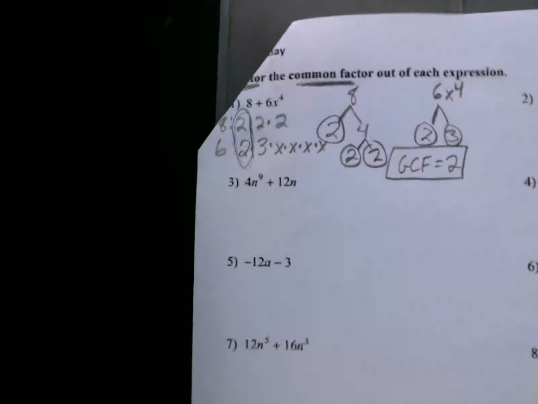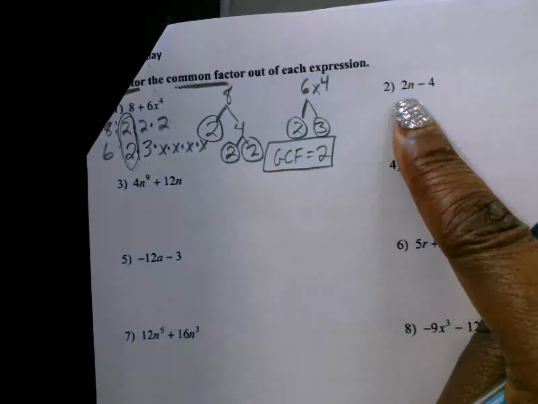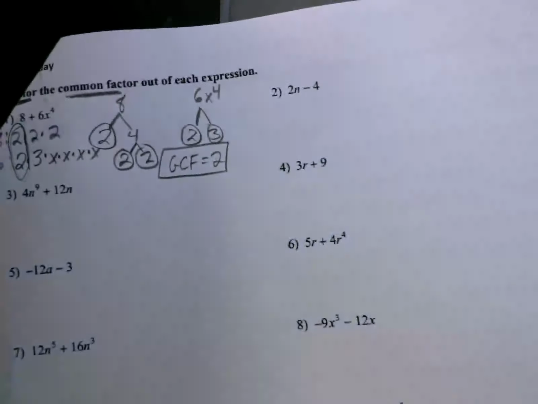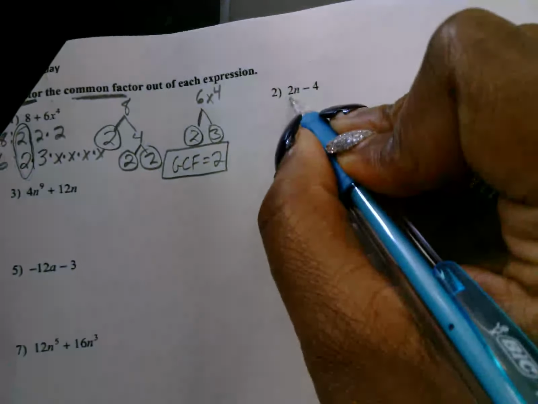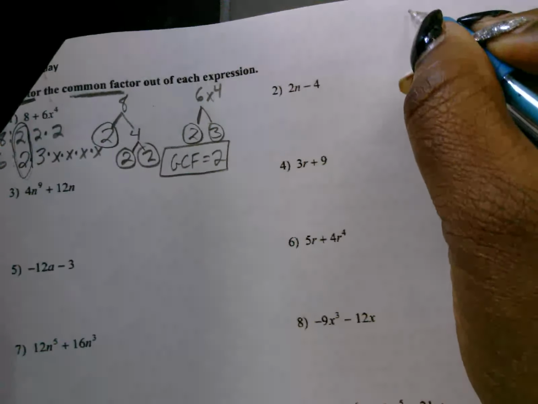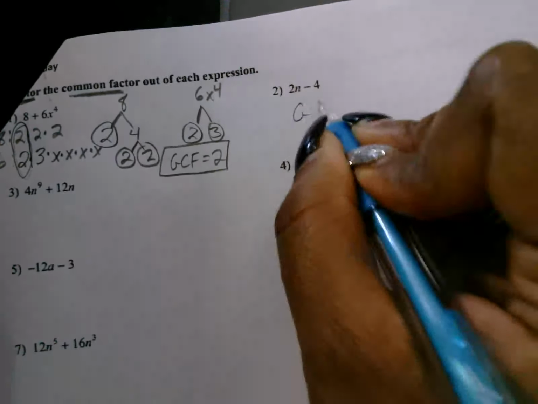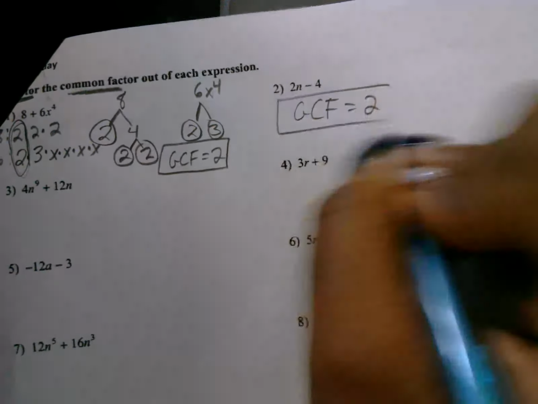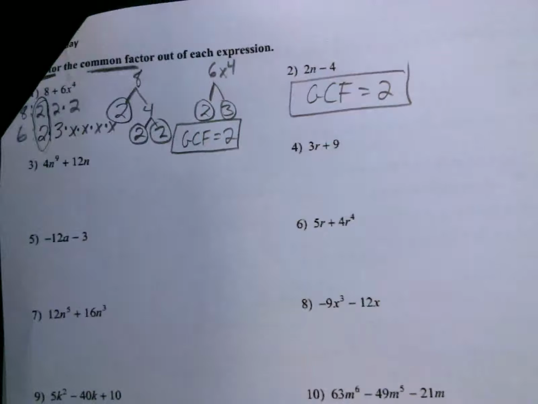All right, so let's do number 2. I can look at this and tell they only have 2 in common. But if you had to draw the factor tree, 2 is prime, so it's just 2. 4 is 2 times 2. The GCF here is just 2. That's all they have in common.